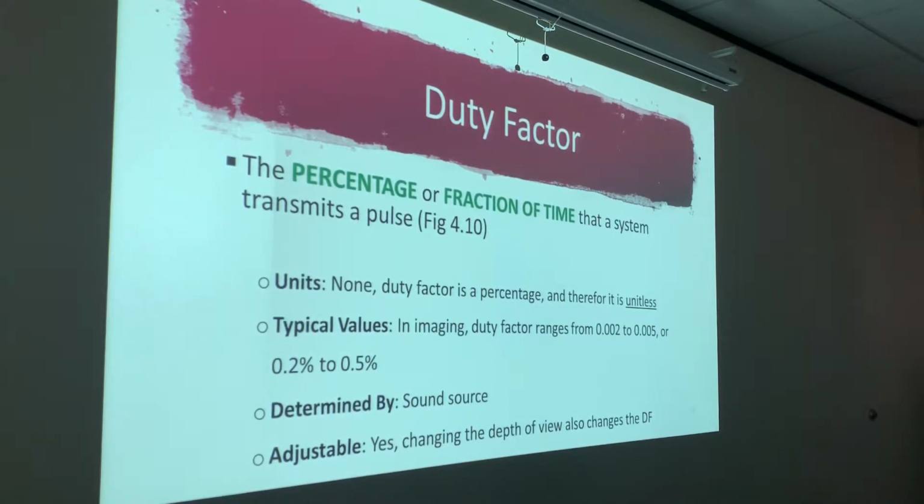It's nothing to do with being adjusted or anything. It is adjustable. But when we change the depth, I mean, determined by, no, sorry, determined by, not at all. Because we're talking about just a percentage or a fraction of time that the sound is transmitted versus when it's transmitted and listened. So we're going to talk about it in one second. I hope I cleared that up after the next slide.